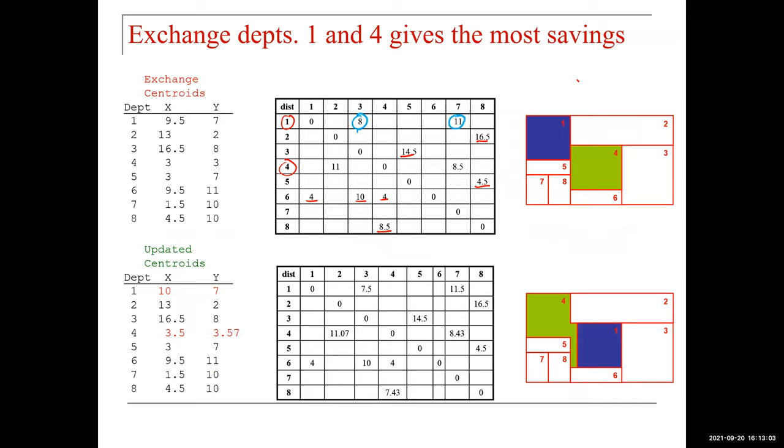Same thing is going to happen with 4. The distance between 4 and 2 is going to be new. 4, 7 is going to be new. Because now 4 is in 1 and 1 is in 4. Okay. So after updating the distances, we compute the new cost. I have the cost associated with this.